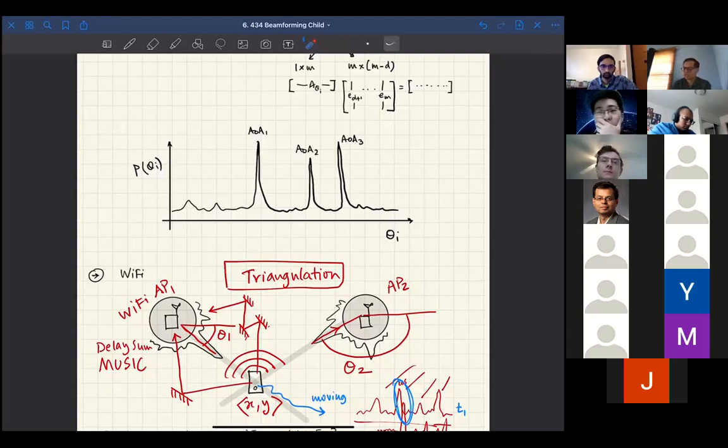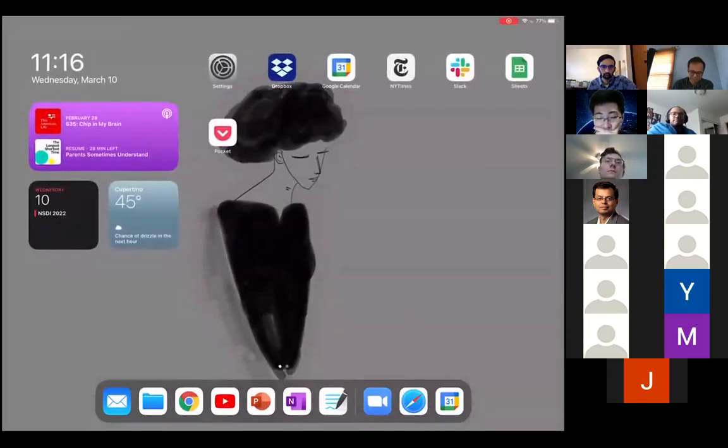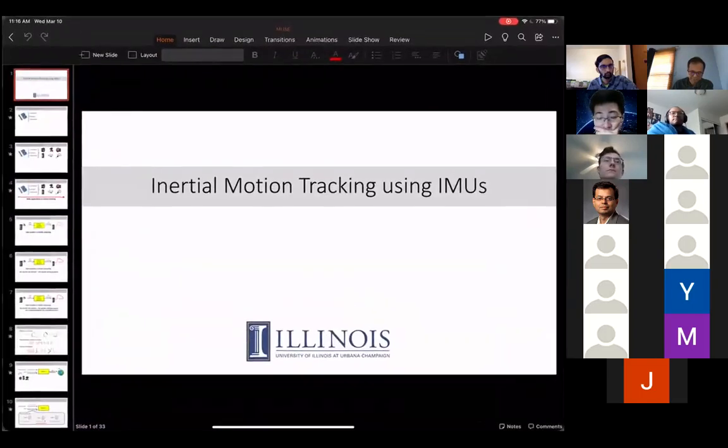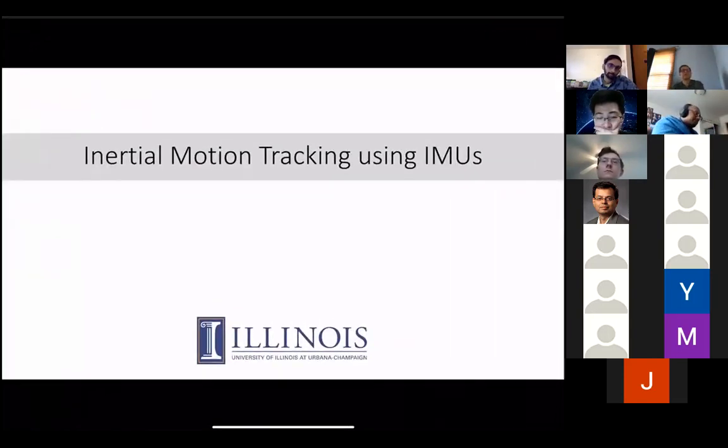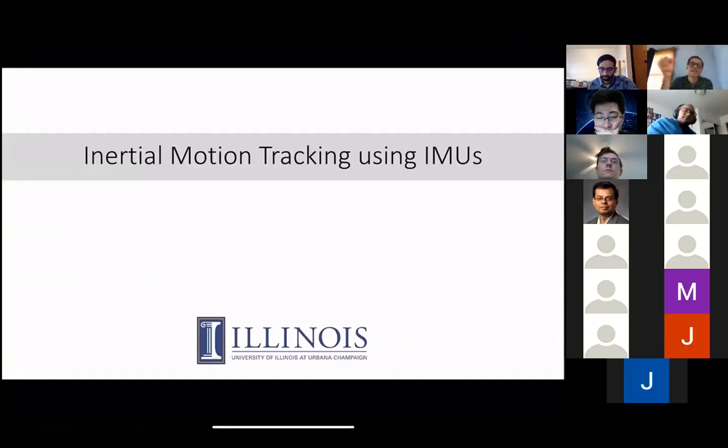Okay, if there are no questions, in the last 5 minutes I want to get started with the other topic and then we'll continue next class. And the other topic is, like I said, a big gear shift into inertial motion tracking using IMUs.